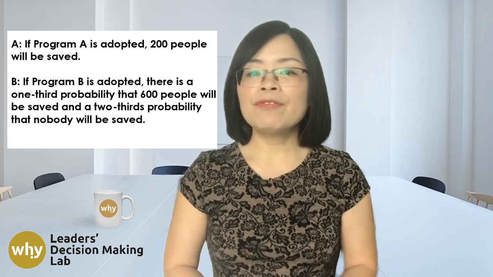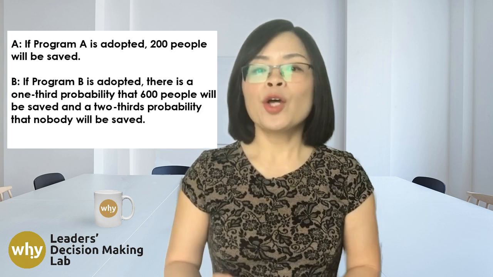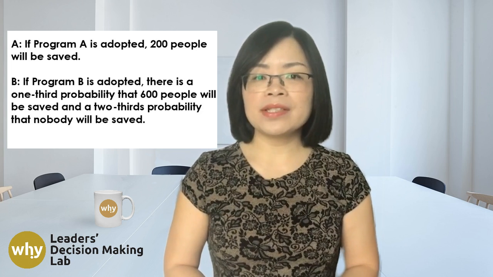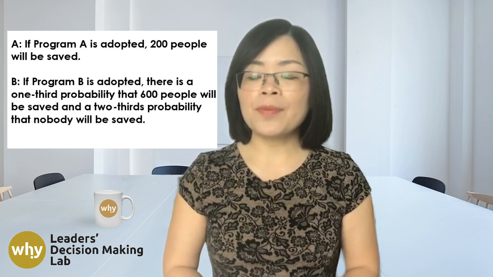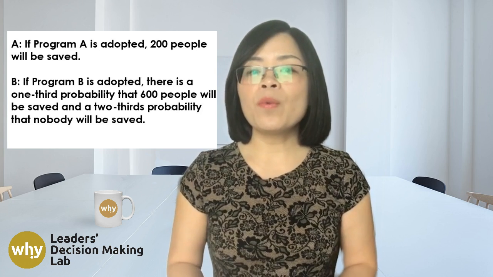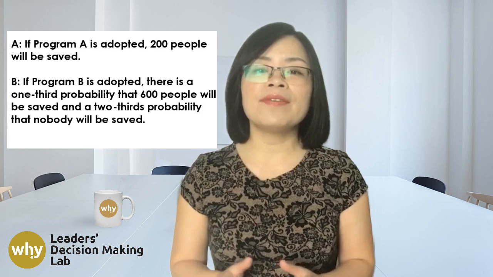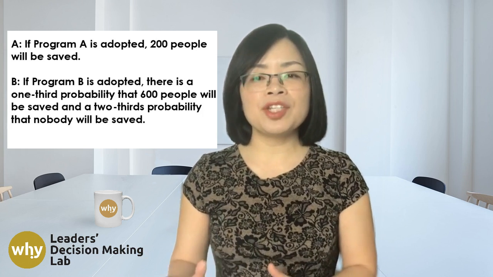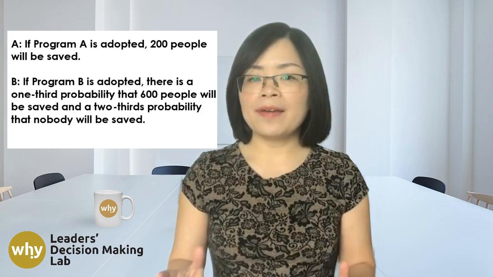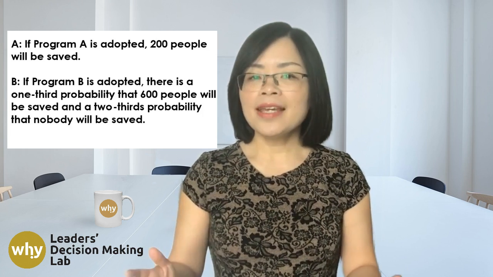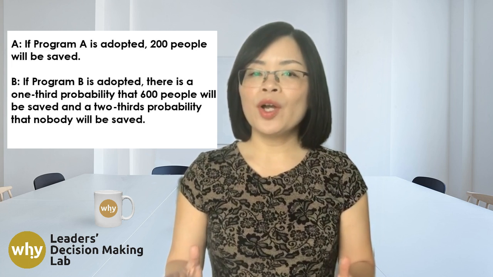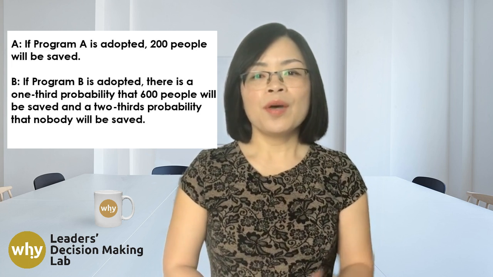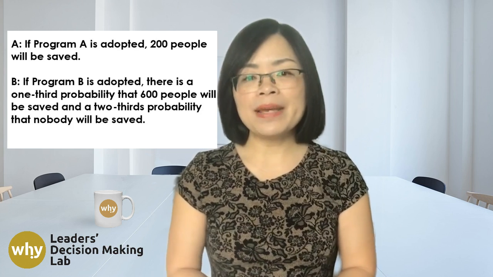Option A: if you adopt Program A, 200 lives will be saved. Option B: if you adopt Program B, there is a 1 in 3 chance of saving all 600 lives, but a 2 in 3 chance that no lives will be saved. Take a moment, think it over. Which do you choose? Program A or Program B?